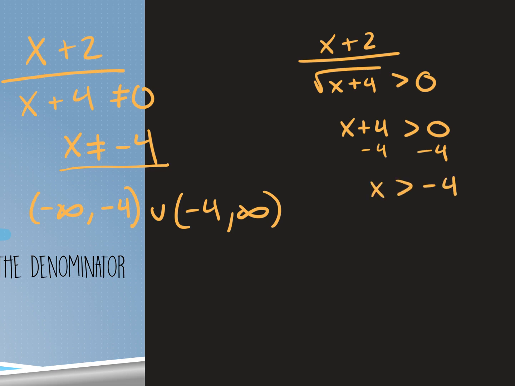How do I write that as an interval? -4 to infinity. Is -4 included? No, because it doesn't have that greater than or equal to. If it had the equal to, then it would be a bracket. But -4 is not included. It could be any number that's greater than -4. So it'd be -4 to infinity with parentheses.